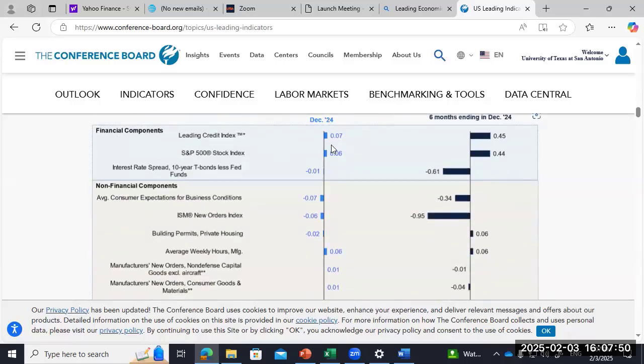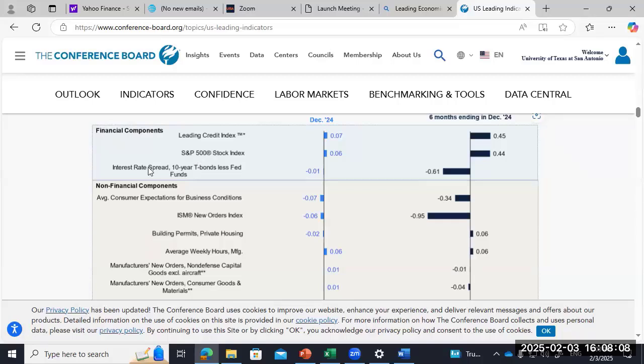So here's the components. The index in December was actually positive for the first time in quite a while. The US stock market, y'all think about that. The stock market as a predictor of what the economy is going to do next. That makes sense. What is a stock? It's the present value of all these future earnings.